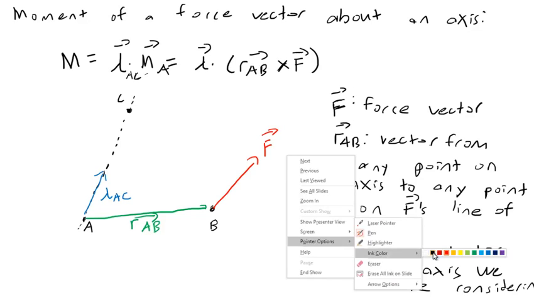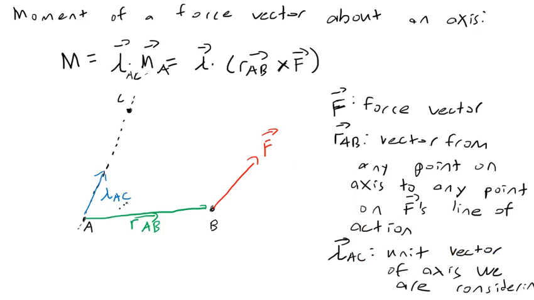So again, the moment about a point will give you a vector. That's the moment vector, an i, j, k component of the moment about point A that this force produces. But then we're saying I only want the moment about one axis and one axis alone.